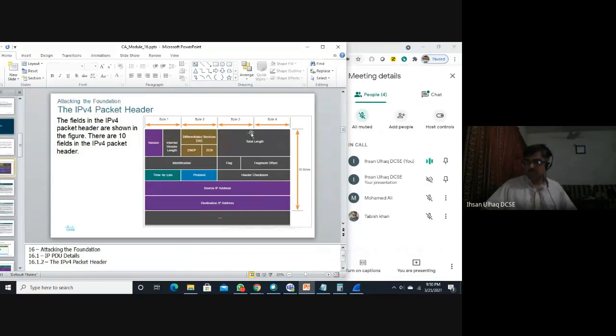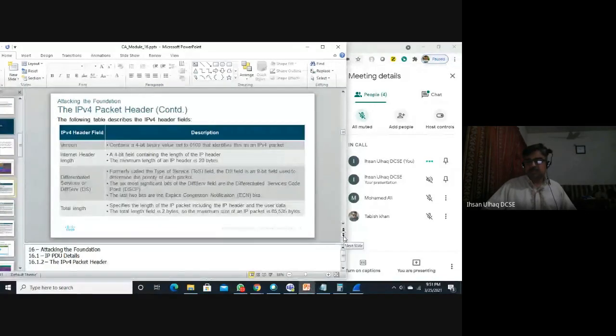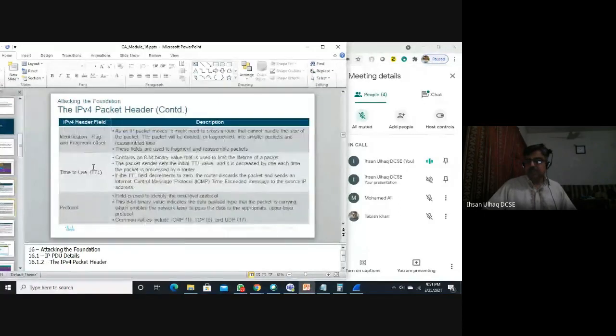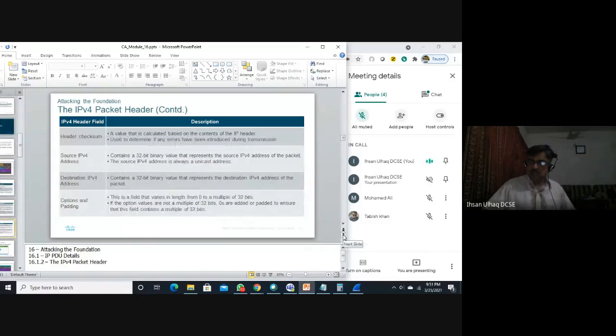So do you got everything about the IP header, or you have any question? I explained to you everything: version, internet header length, differentiated services, total length, identification, flag, fragment offset, time to live, protocol. As I gave you the example, TCP uses number 6, UDP 17, ICMP 1. So these numbers represent which protocol is being used. Checksum, source address, destination address, and if something further is required, then you can put it in the options.